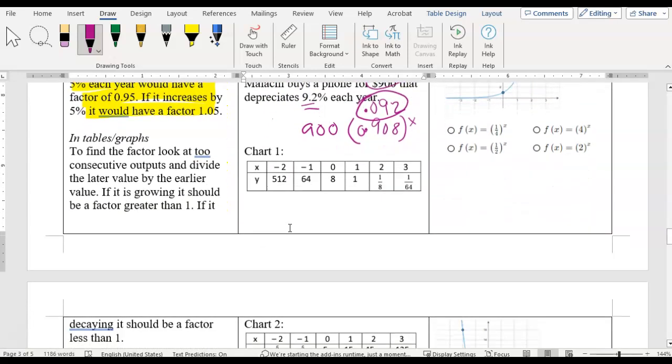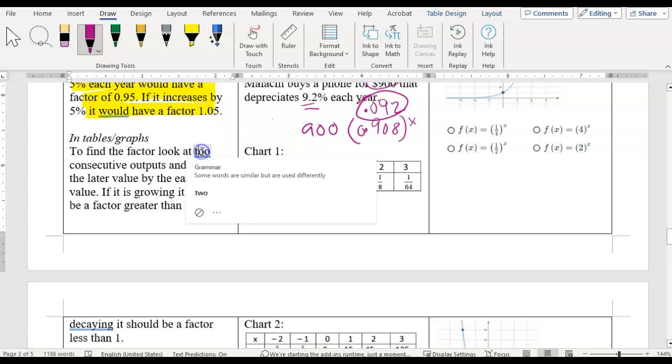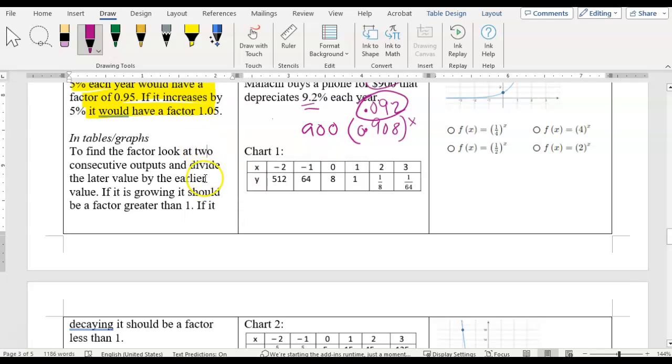All right, if we have a table or a graph to find the factor, we look at two consecutive outputs, so one after the other, and divide the later value by the earlier value in the y's. Okay, the outputs. If it is growing, it should be a factor greater than 1. If it's decaying, it should be a factor less than 1, right? So we're going to look at two consecutive values. Look at this one and this one. Doesn't matter which ones you choose, you'll get the same thing.